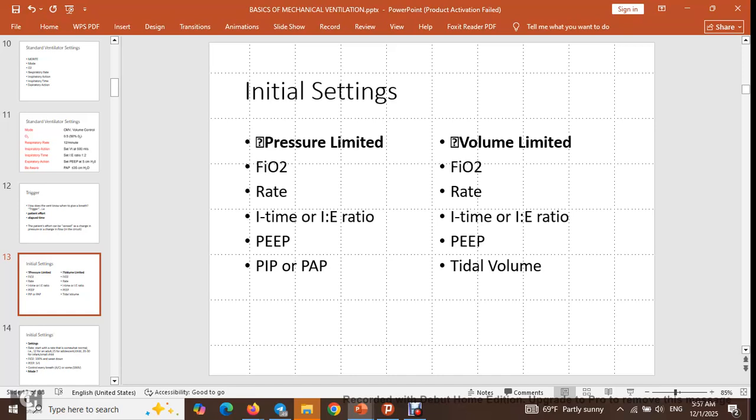And the other sets are FiO2, respiratory rate, I:E ratio, or I time. And PEEP, positive end expiratory pressure, is common for pressure and volume control. The other is peak airway pressure. So you will put these pressures and you will get different volumes of tidal volume.